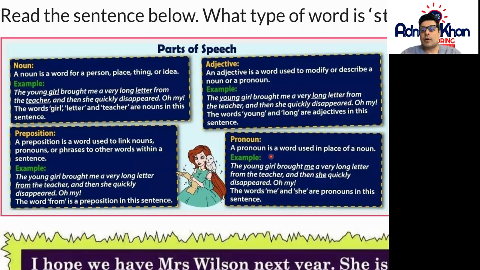Pronouns. A pronoun is a word used in place of a noun. So for example, the young girl brought me a very long letter from the teacher and then she quickly disappeared. So here we can see me is a pronoun and she is a pronoun as well.